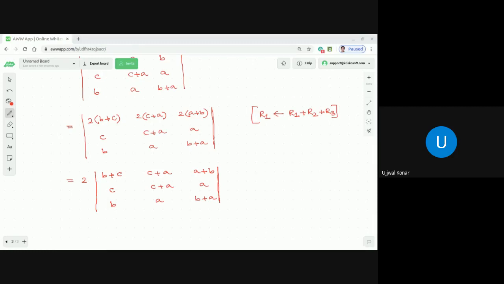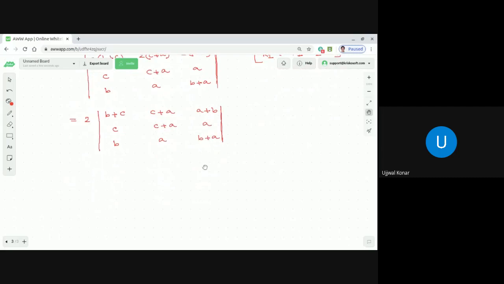If we do R2 equals R2 minus R1 and R3 equals R3 minus R1, what are we going to get, dear students? So the next operation I am going to perform is something like this. This is equal to 2. I am just writing the operation here: new R2 is actually R2 minus R1, and new R3 is actually R3 minus R1. These operations I am going to do.